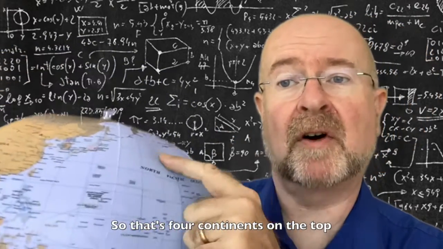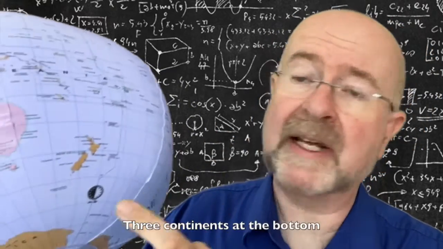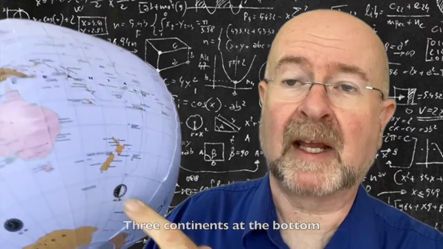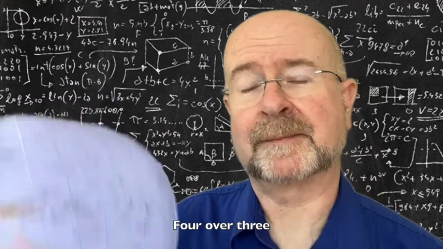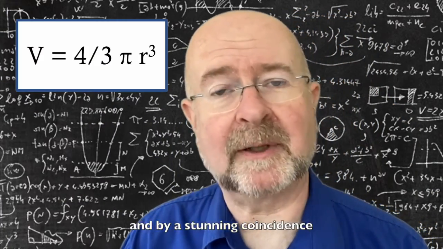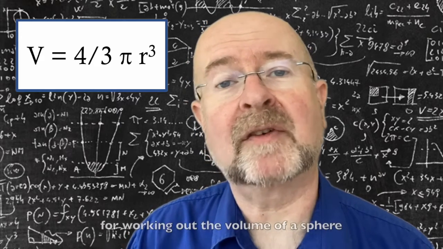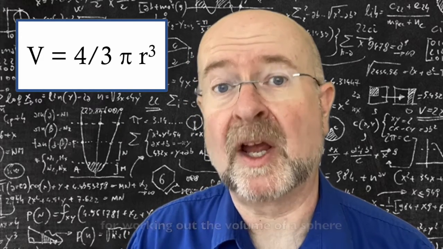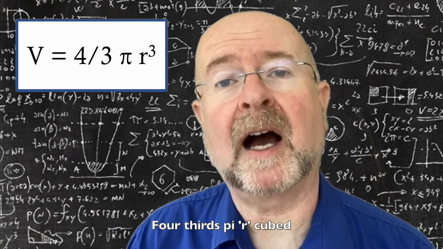So that's 4 continents on the top, 3 continents at the bottom. 4 over 3. And by a stunning coincidence, that's the coefficient for working out the volume of a sphere. 4/3 pi r cubed.